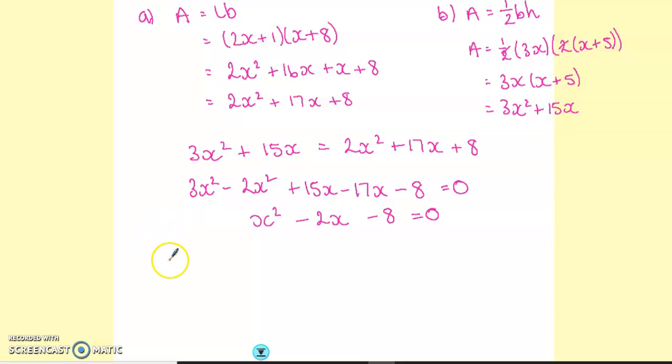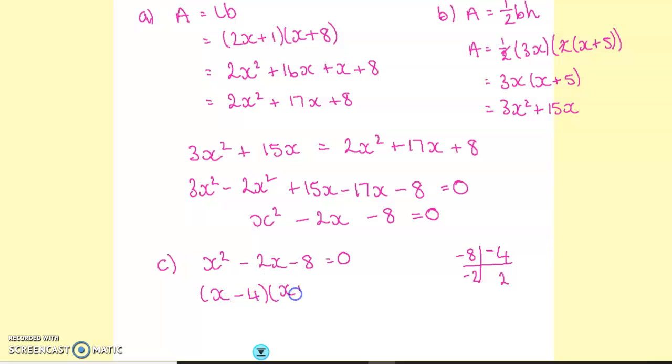So part C is my solving part. So I've got my quadratic equation already, and I'm going to solve it. If you can't do part B, which is the tricky part, make sure you're still attempting part C. Okay, so we're looking for two numbers that multiply to give minus 8 and add to make minus 2. So factors of 8, 8 and 1, no, 2 and 4, 2 and 4 will work. I want minus 2, so I want minus 4 plus 2. So I get (x minus 4)(x plus 2) is equal to 0.